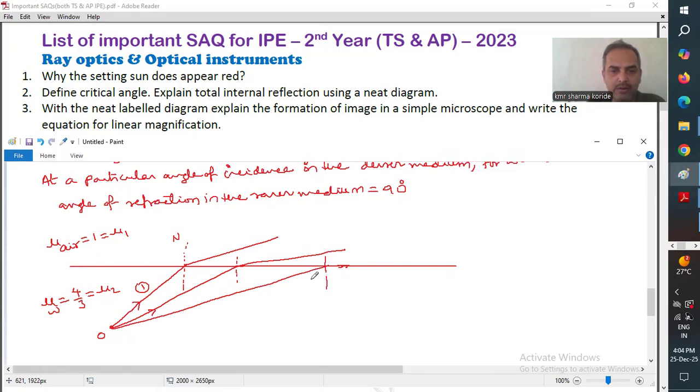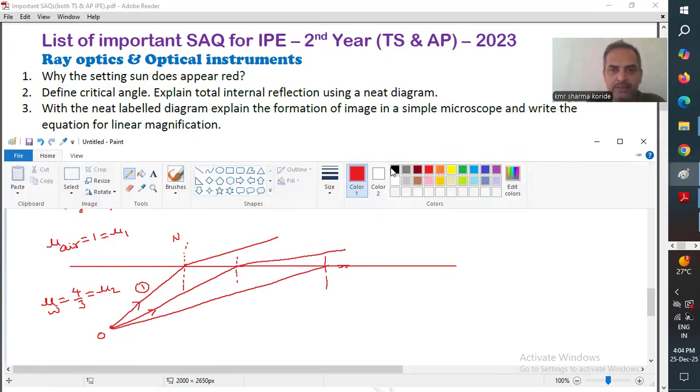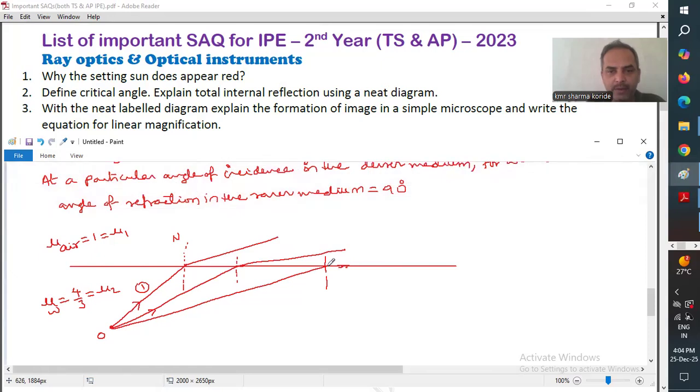So this is normal. Now here there is a chance for the refracted ray to pass along the layer separating the two media. Let us say this is R1 for angle of incidence in the denser medium I1. This is R2 for angle of incidence in the denser medium I2. Now this is I3. This is also called the critical angle. For this, the angle of refraction is 90. So this is called the critical angle.